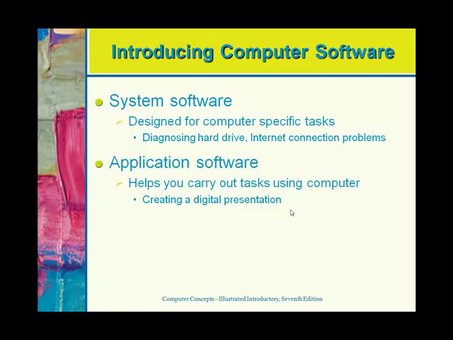Application software is something that helps you do something. For example, you type up a paper in an English class. That is application software. You actually end up with the product, whereas system software kind of runs the computer.